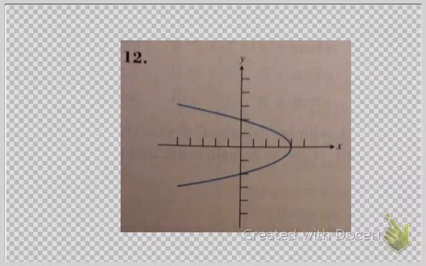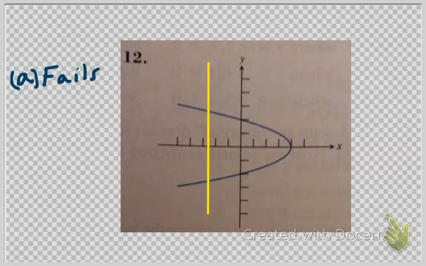Then we go to number 12, same set of questions. So first question, is it a function? We use the vertical line test to make that determination. One vertical line touching it twice means that it fails that test. So we would say fails VLT implies that it is not a function.